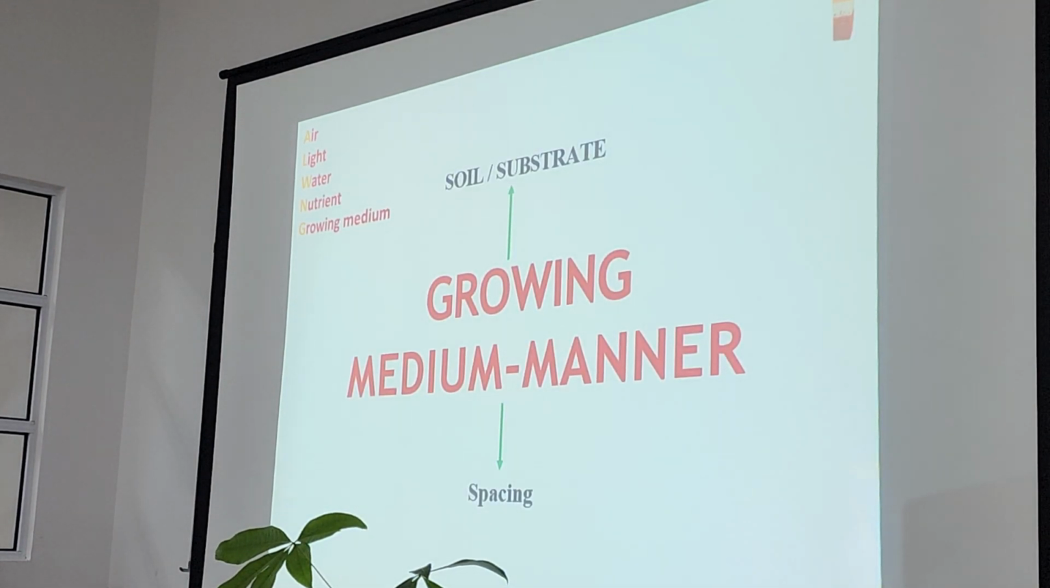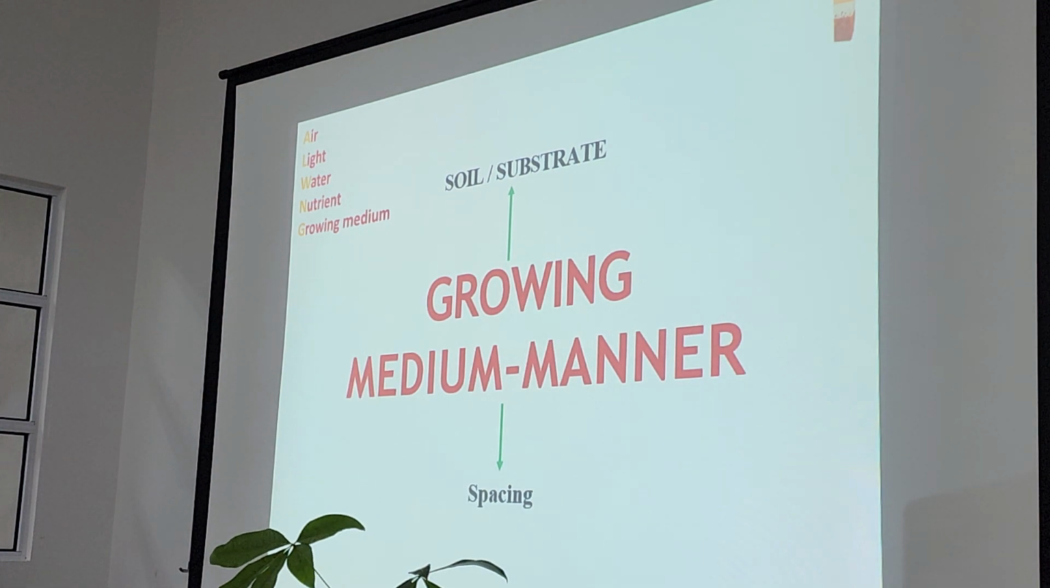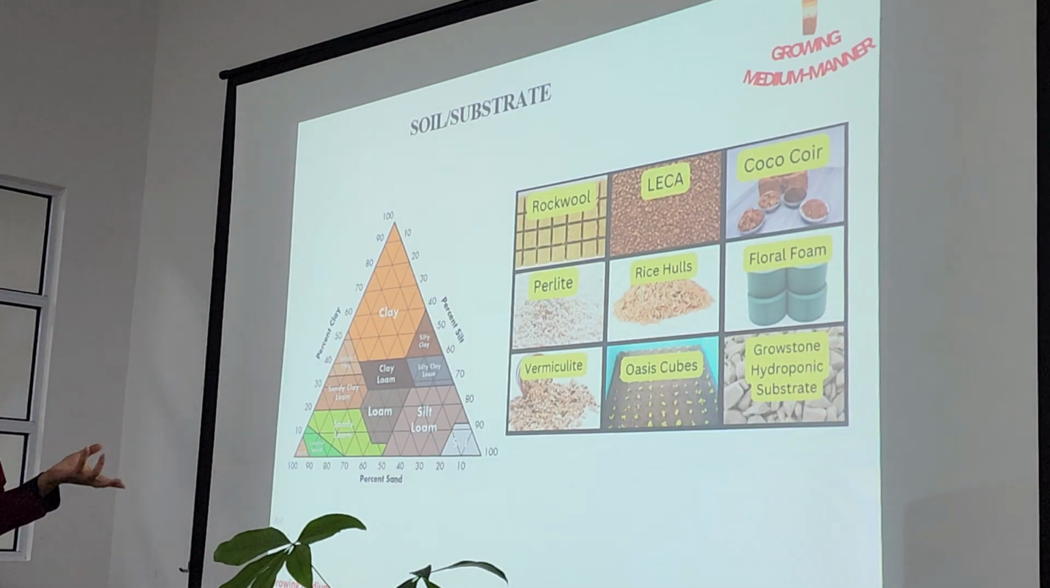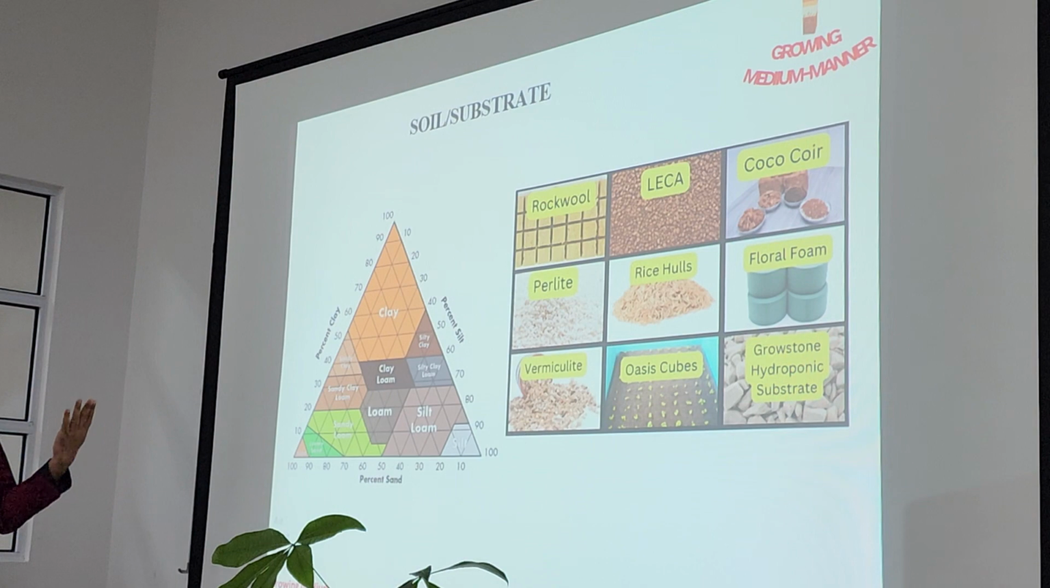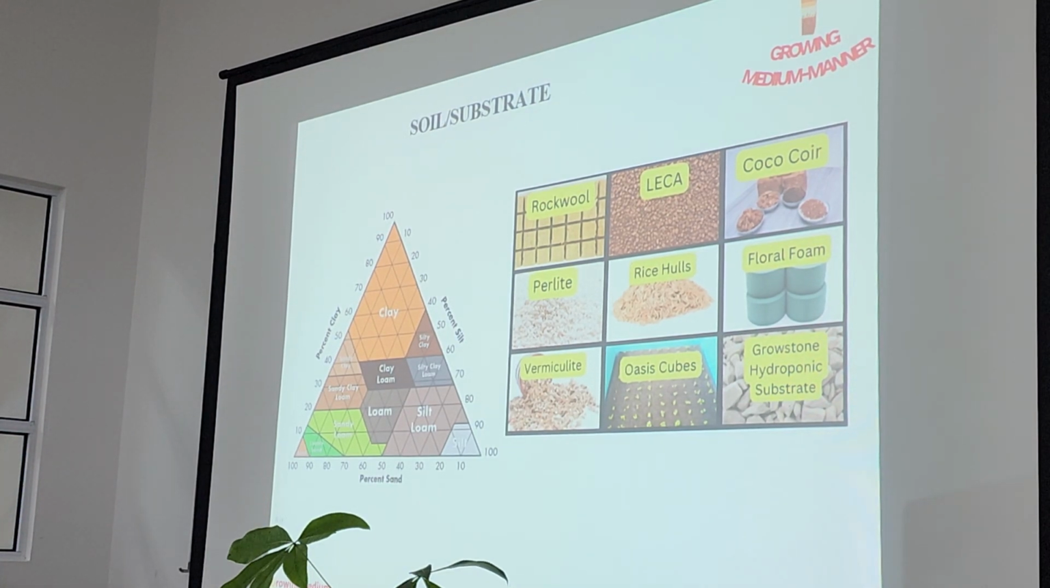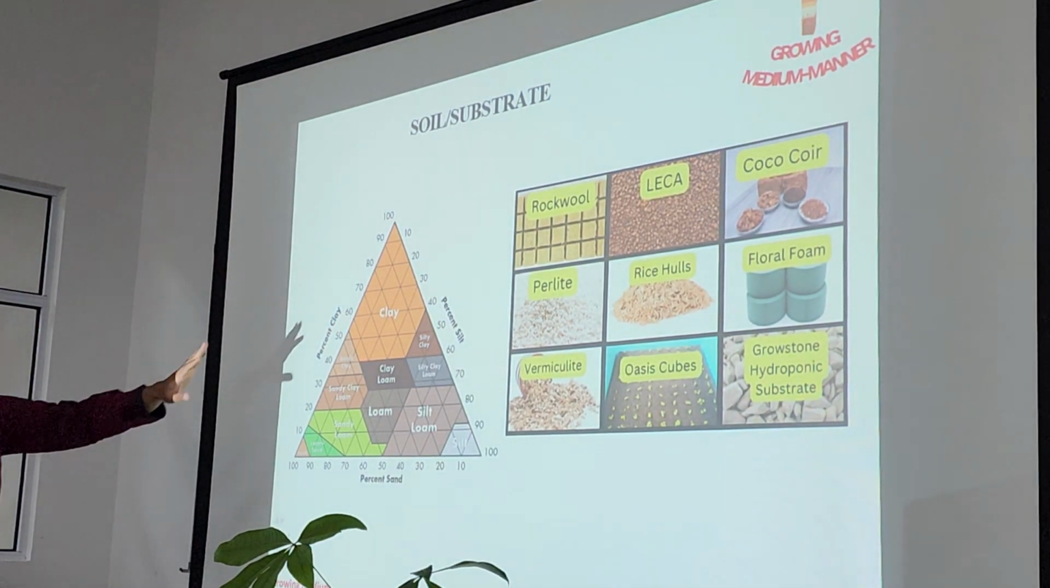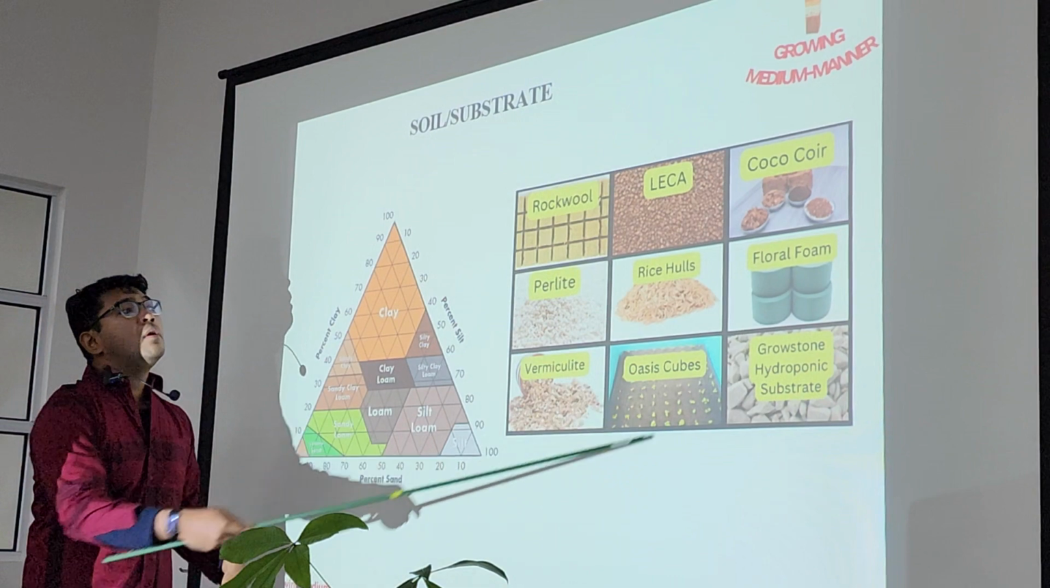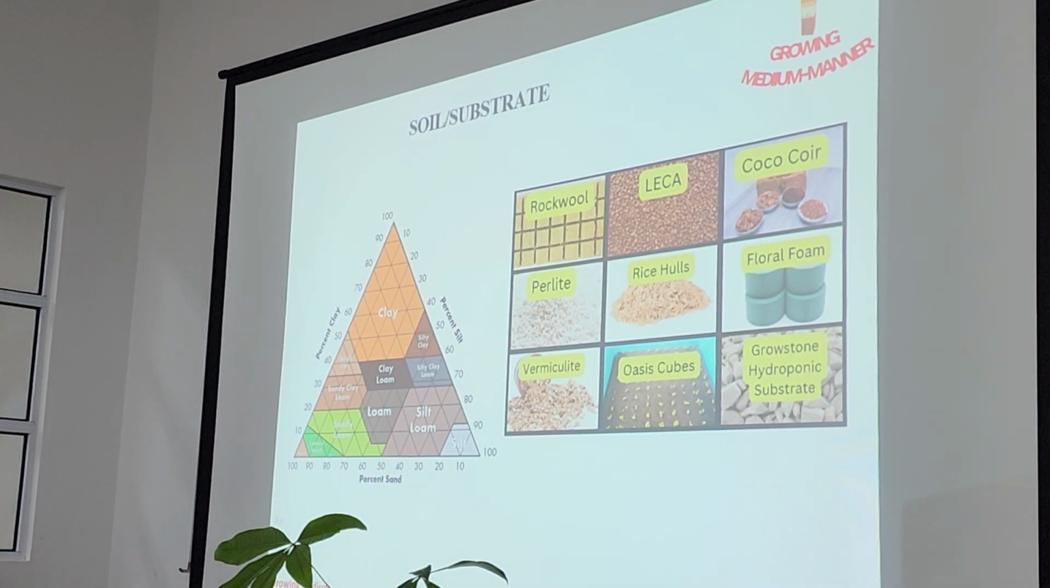And the last point is growing medium. Actually, the full name of it, I just added this, is growing medium manner, GMM. Not GMO, GMM. Okay, what are those? Number one, consideration. What is your medium? Is it soil? If it's soil, it's actually mineral. If it is not soil, it can be any other substrate, like rockwool, LECA, and so on.